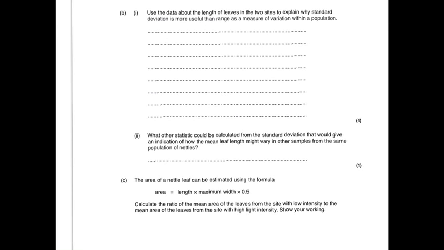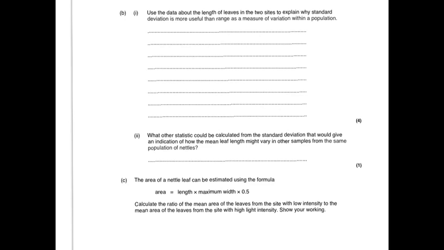In this question, it says use the data about the length of the leaves in the 2 sites to explain why standard deviation is more useful than range as a measure of variation within a population. To answer this question well, you need to know the difference between a range and a standard deviation. The range gives an overall spread of data from the lowest to the highest, so the smallest leaf to the biggest leaf. However, it can be influenced by anomalous results. So if you had one that was really high or really low, that would affect the range.